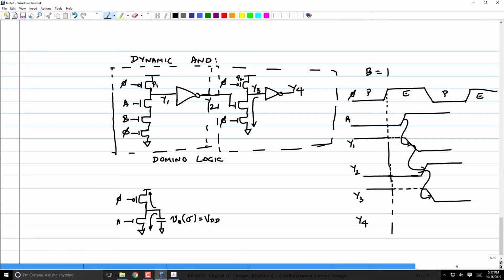What about Y4? Y4 again is a static CMOS output, so it can never float. When Y3 is high, it will be low all through till here. Y4 will just be low. Then once my Y3 falls, this will go high.